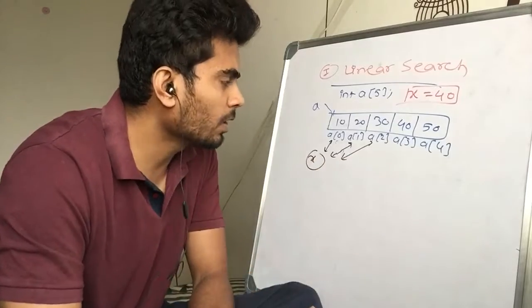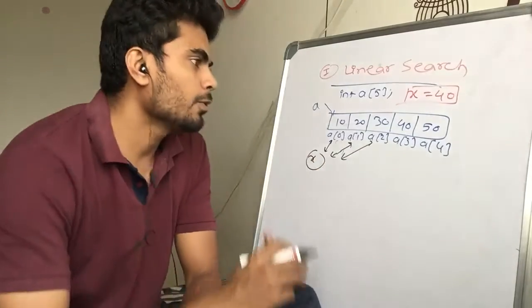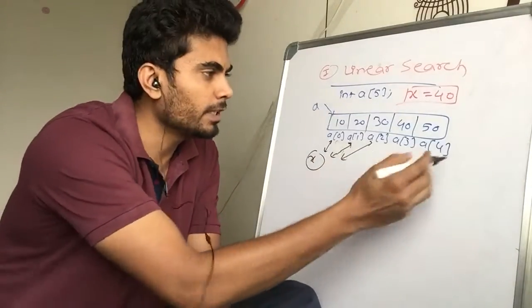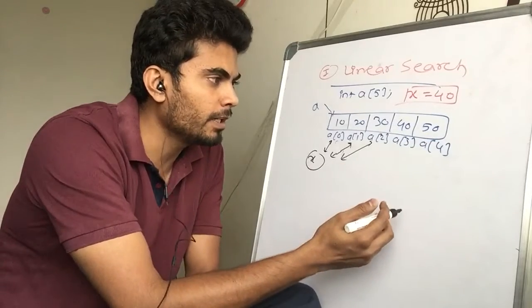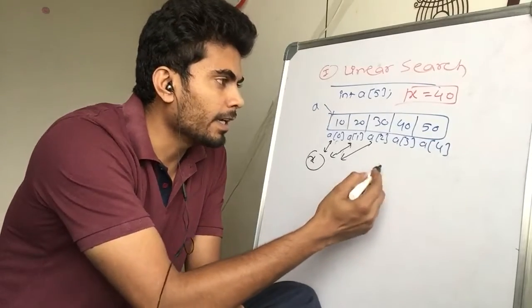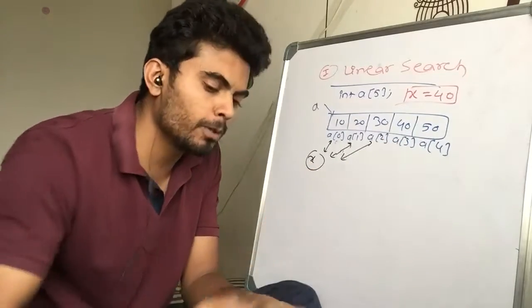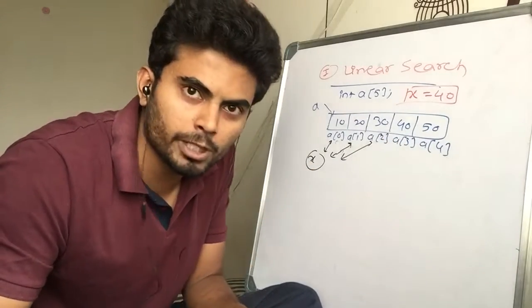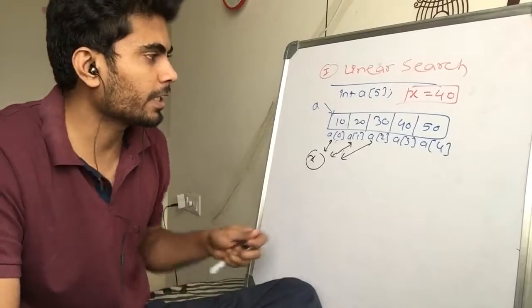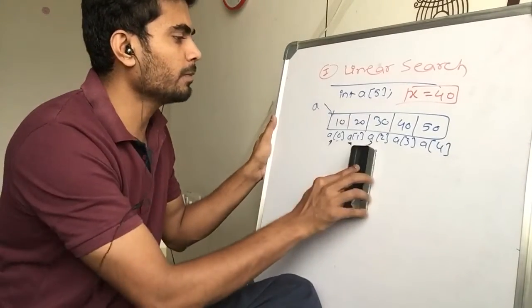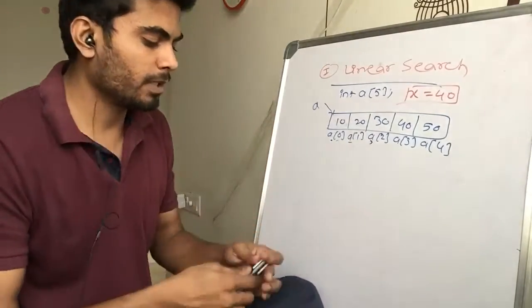Compare. If it equals, then you return the position. Otherwise, if at the end of the array you didn't find any index having the element equal to x, then you will say that there is no such element in the array. In such a case, you will return false, or you will return -1 in programming terms.